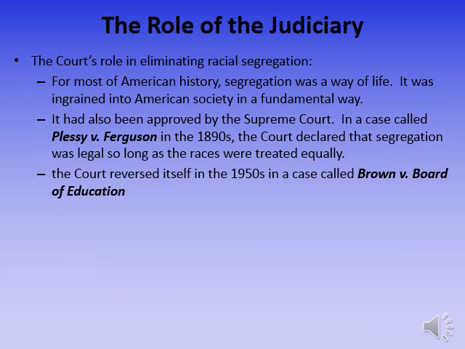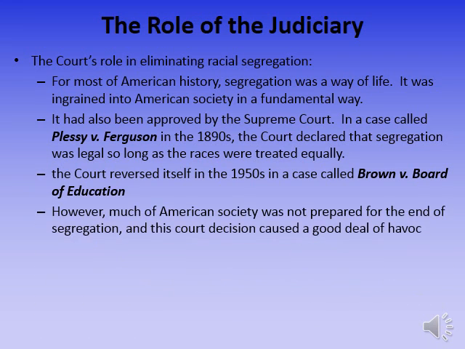Well, in the 1950s, of course, the court reversed itself in the case called Brown versus Board of Education. And so the court did an about-face, overruled its own precedent, and said that segregation is illegal. Well, at that time, in the 50s, much of American society was really not prepared for the end of segregation. And so this court decision caused a great deal of havoc. And we talked about that in the civil rights part of our material earlier in the class. And so this court decision really kind of turned American society on its ear a little bit back then.